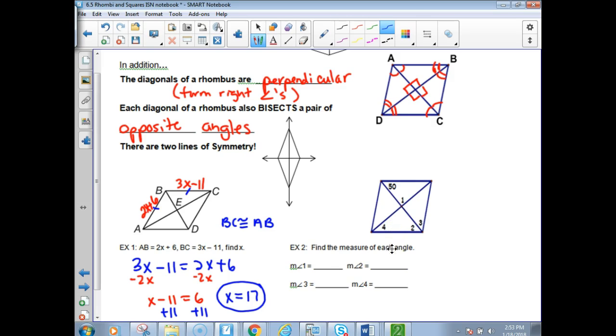Okay. The second example says find the measure of each angle. The property that we know up here says that that angle and that angle are equal and they're bisected. So what can I do with the 50? If that's 50, then this is 50. What about these two? They're going to be the same. So these would be 50. Angles 2 and 3 are both 50.